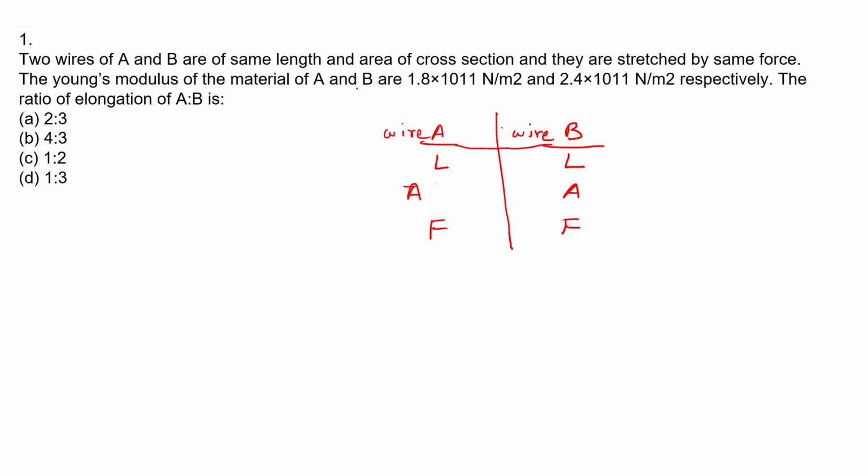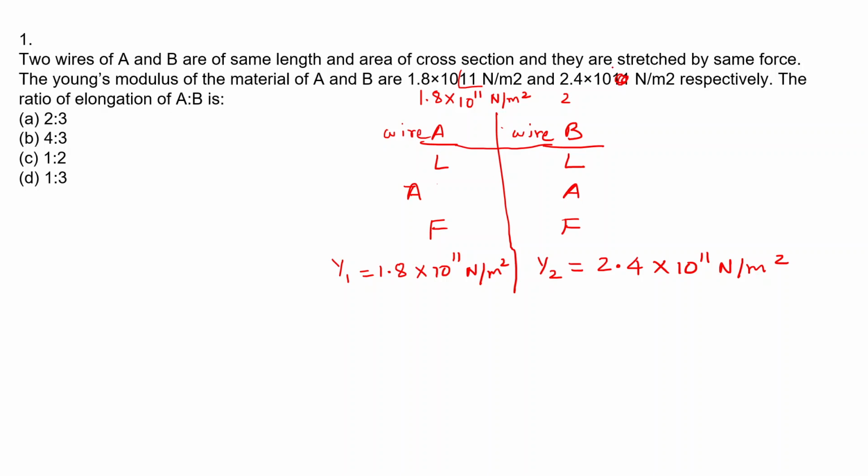The Young modulus of the material of A and B, now they are different materials, so their Young modulus, which is a constant value for any material, will be different. Actually, I'm sorry, I made an error in the exponents. Young modulus for wire A is 1.8 times 10 to the power 11 Newton per meter square, and Young modulus for the other wire, because it's a different material, is 2.4 times 10 to the power 11 Newton per meter square respectively.